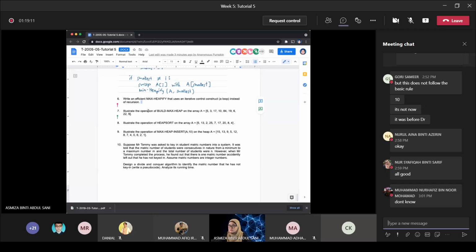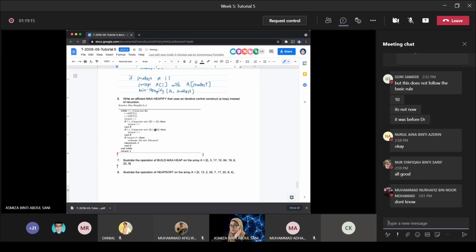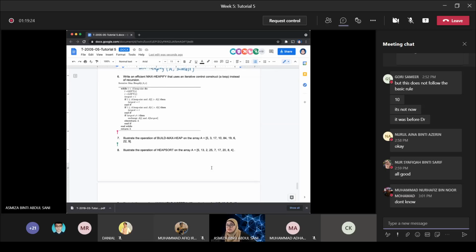Why is my cursor not working? Okay, so that is the iterative max heapify. If you have any other answer, you can post it as well. So that is for question number 6.